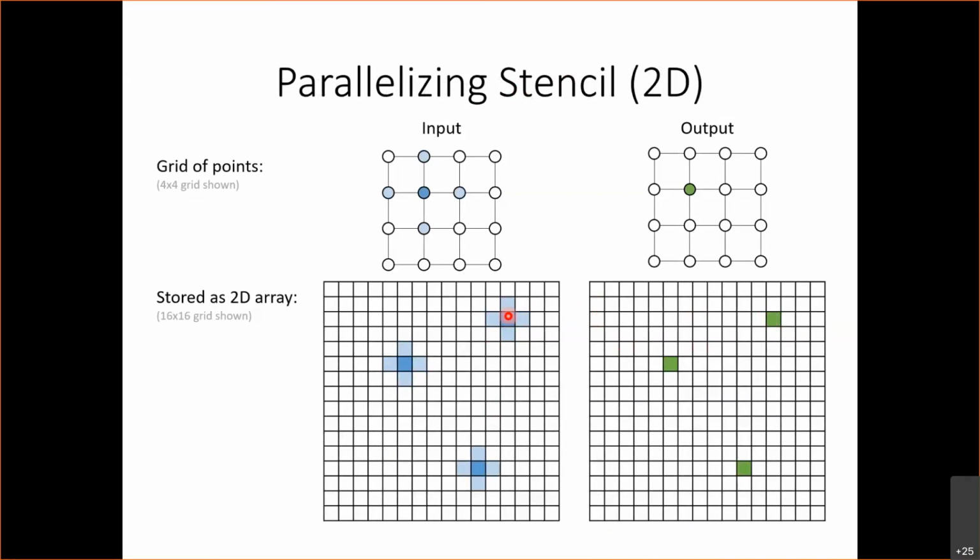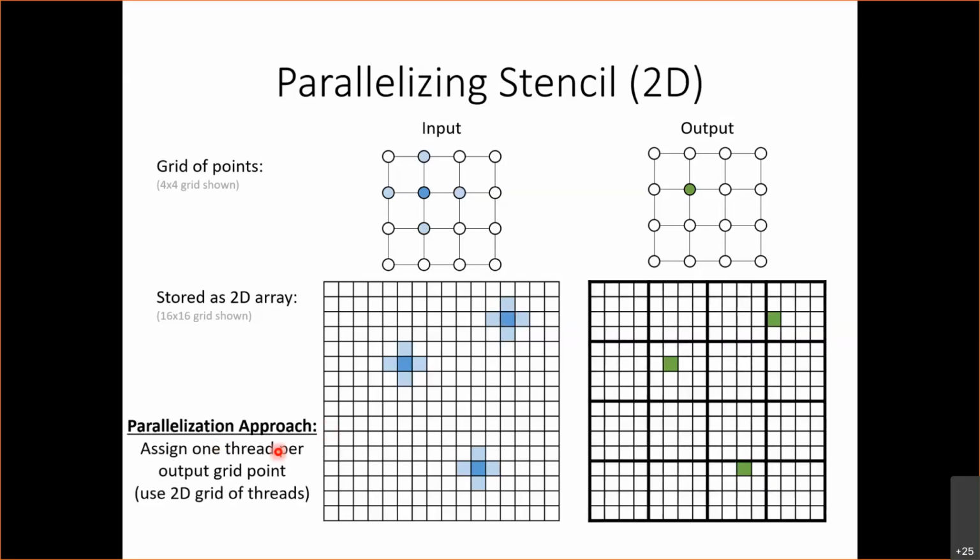Just like convolution, output a thread to every output element. Right, exactly. So just like convolution, we can assign one thread per output grid point. We divide our output grid into these 2D blocks, and each thread in the block is going to be responsible for one of the output grid points, okay? And naturally, since this is 2D, we're going to use a 2D grid of threads.